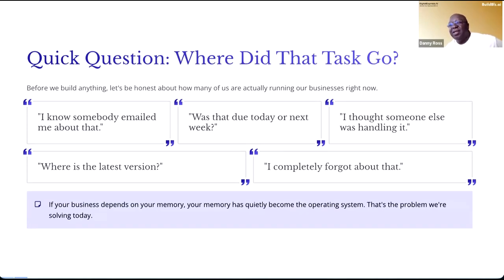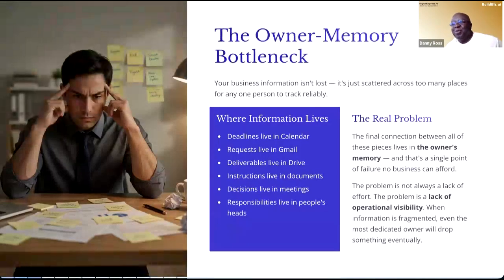These are the things we see happening in our lives almost every day. We've all said one of these. I thought someone else was handling that. I completely forgot about that. What's the latest version? These are all the things that happen. The owner memory bottleneck. If you're a solopreneur, small business entrepreneur, you're going to have these items.